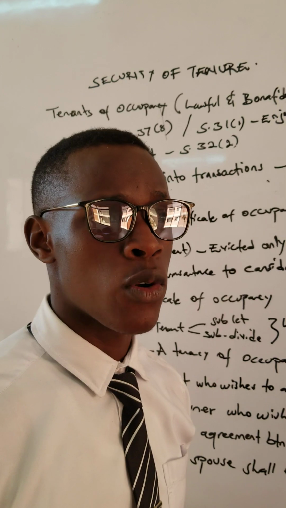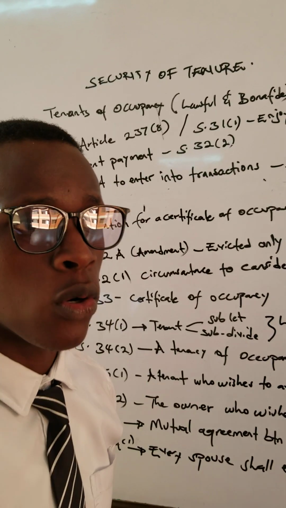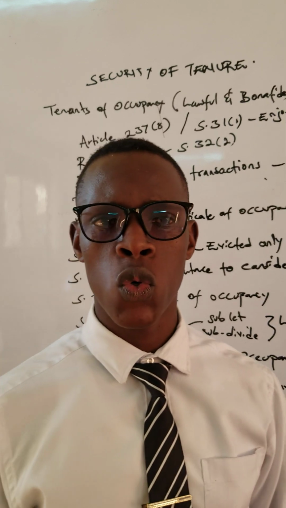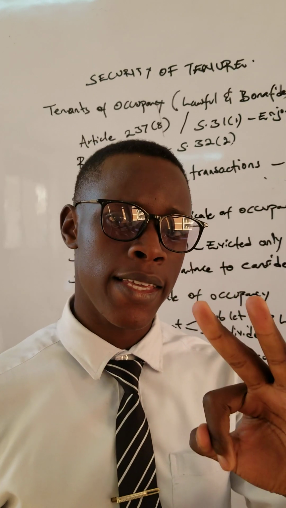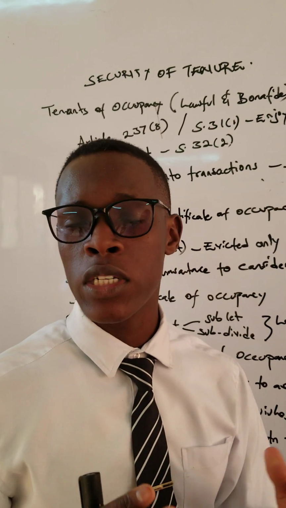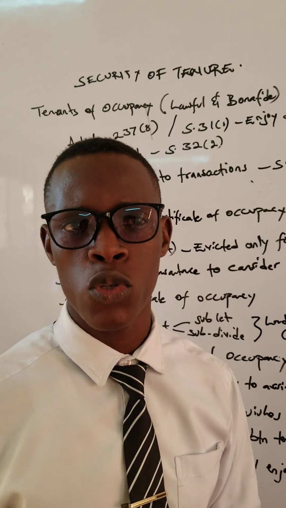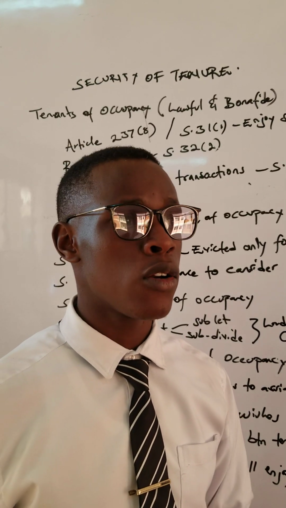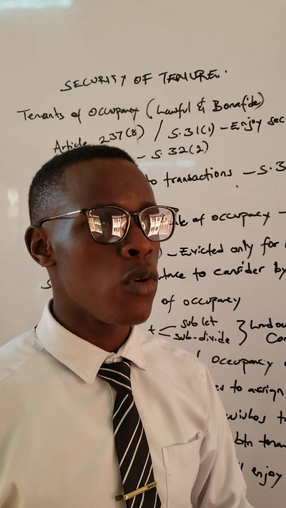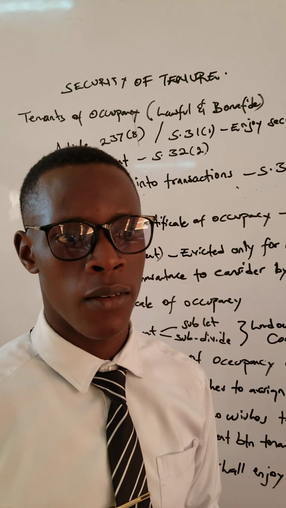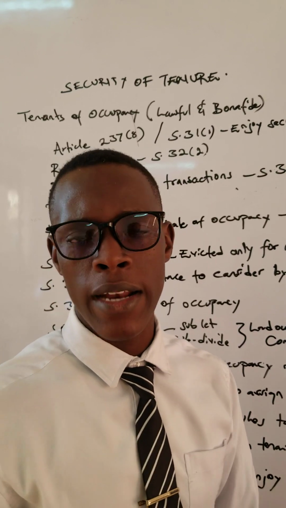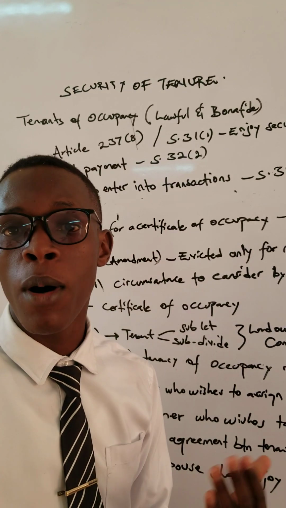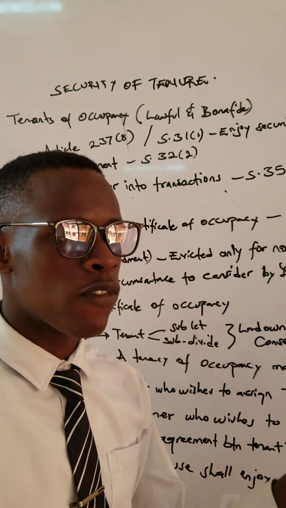Today we are under the topic of land law. Basically, today we are going to look at three things. We are going to look at the security of tenure of the lawful and bona fide occupants. Another one, we shall look at acquiescence. Then we also look at prescription under land law, or what they call the law about the land.